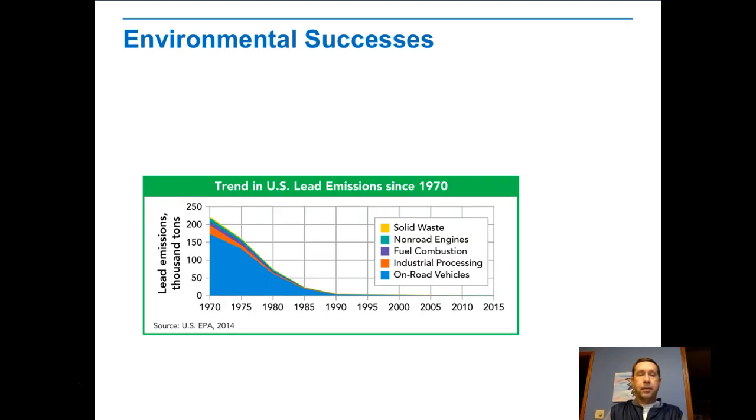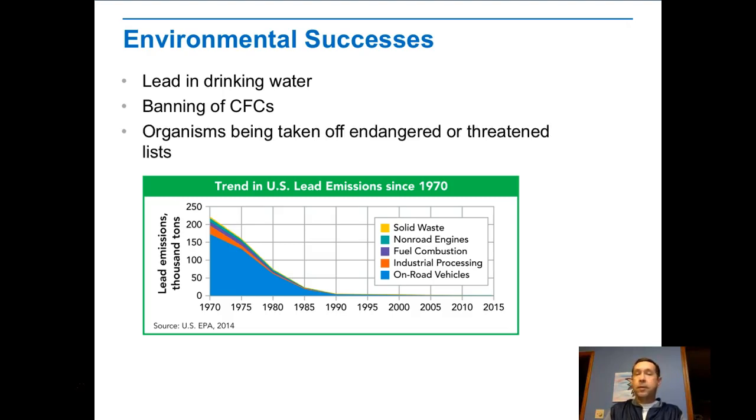What are some environmental successes we've had in the past? Lead emissions have gone down by changing paint, changing fuels, things like that. There's less lead in the drinking water. Now, obviously, we have some places where that's not true. The banning of CFCs has helped allow the ozone to begin to heal. Organisms are being taken off the endangered and threatened list. That doesn't mean new ones aren't coming on, but we have things that have come off, like the bald eagle, for instance.